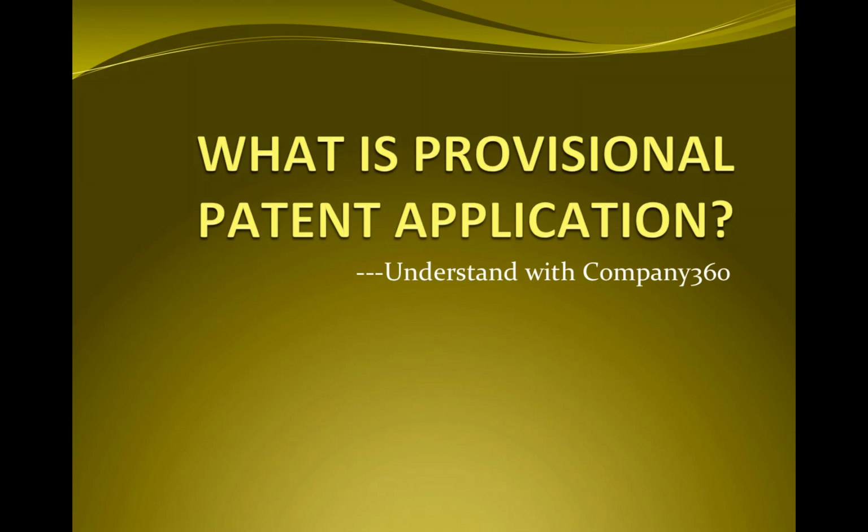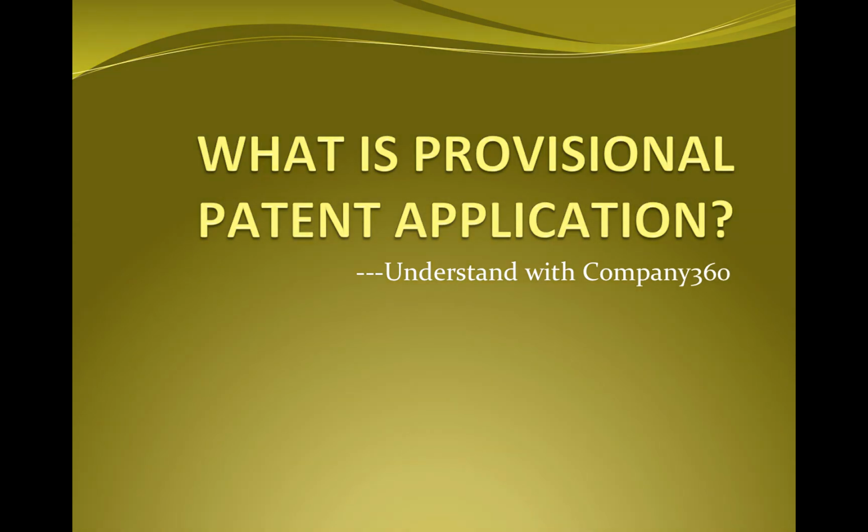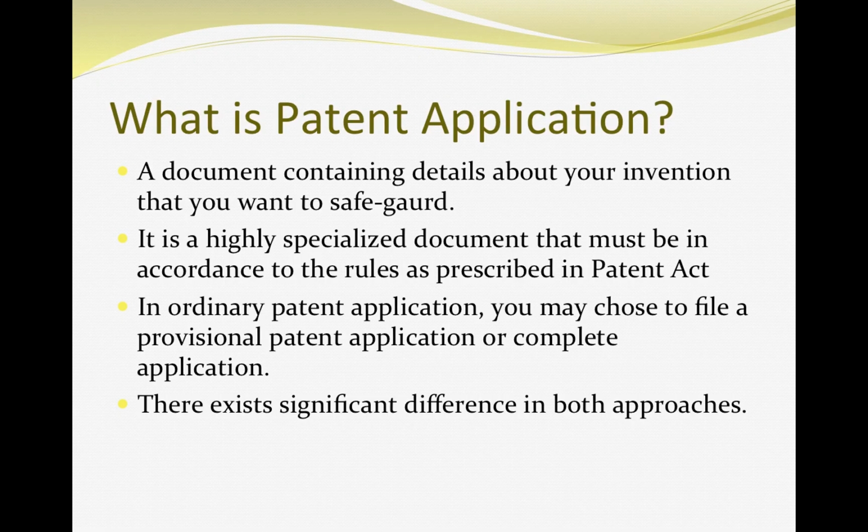Today, we will understand about provisional patent application. Everyone knows what exactly patent application means. It means a document containing details about your invention. It contains all the details about your invention, be it the background, be it the detailed descriptions, that means how it works, what are its components, how they are engaged with each other, and everything.